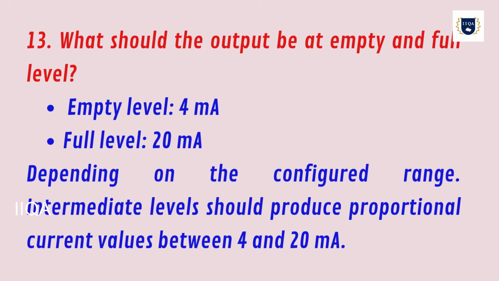What should the output be at empty and full level? Empty level 4 mA, full level 20 mA, depending on the configured range. Intermediate levels should produce proportional current values between 4 and 20 mA.